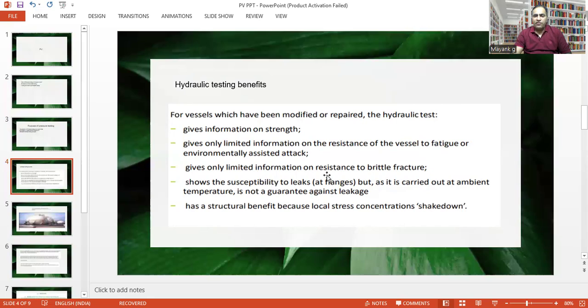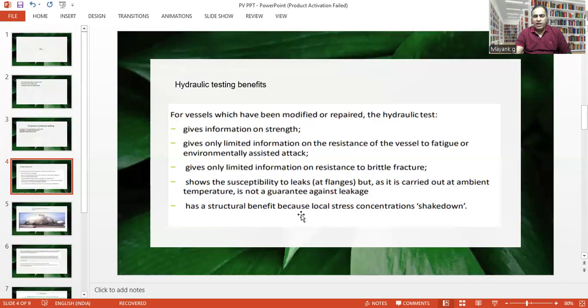It gives limited information on the resistance to brittle fracture. Over a period of time, there will be some brittleness in the structure of the pressure vessel, so it also gives some limited information on resistance to brittle fracture. If there are flanges in the pressure vessel, it gives an assurance that there are no leakages from the flanges.